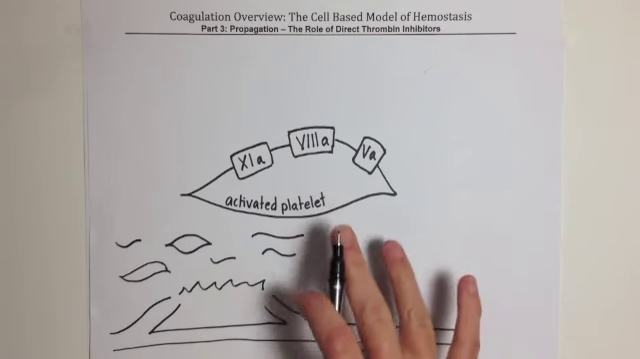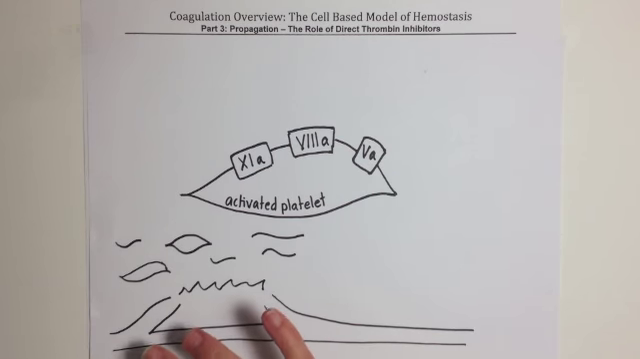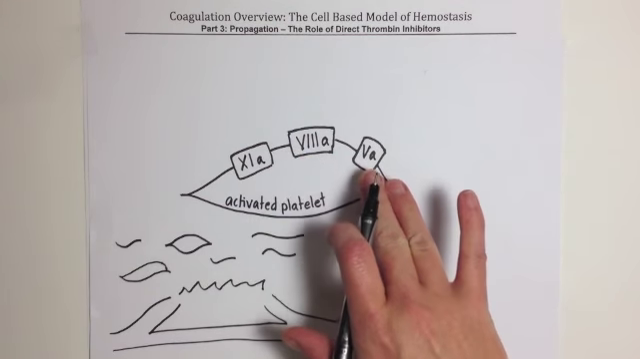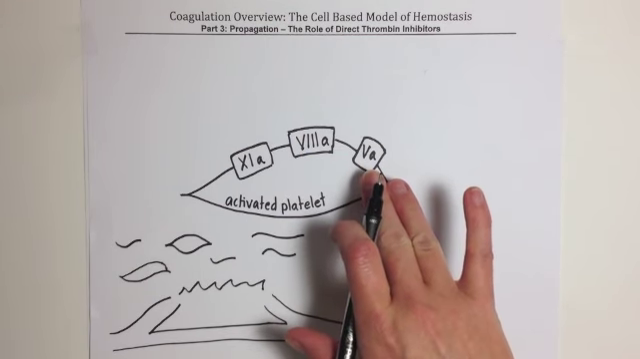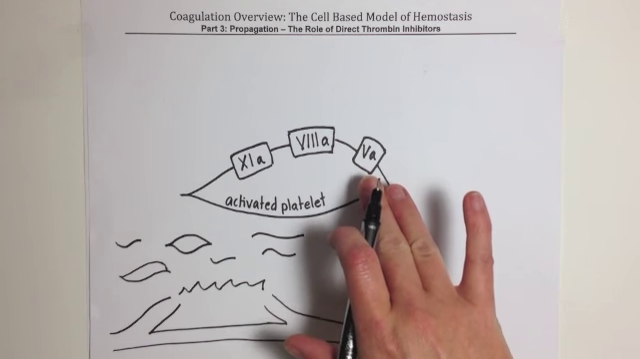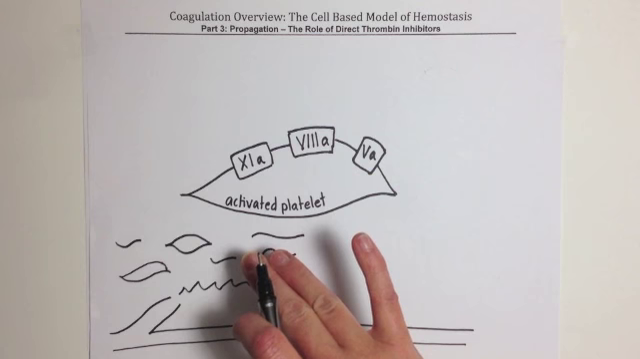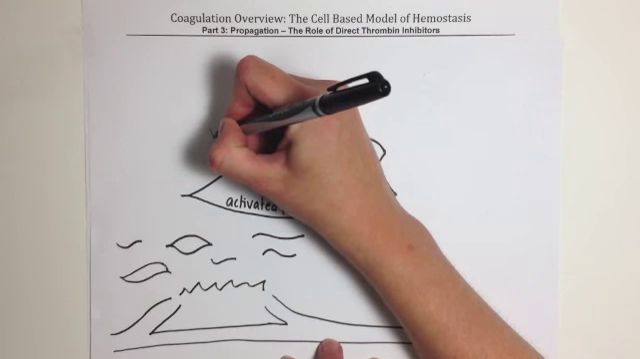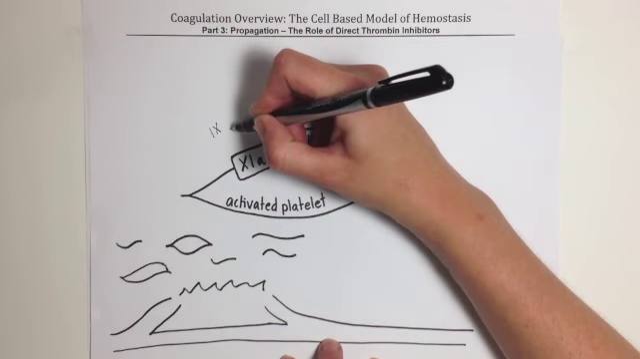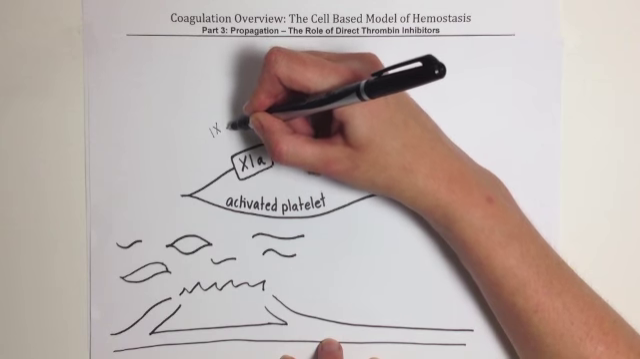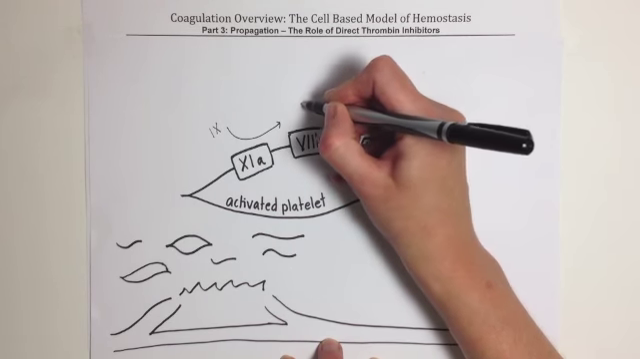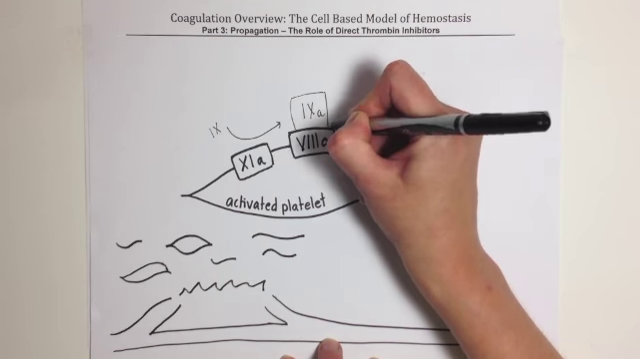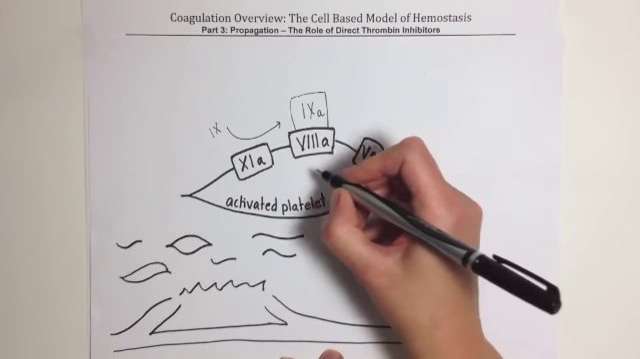The platelet has been activated, and factors 11A, 8A, and 5A are stabilized on the surface of the activated platelet. In propagation, factor 9A in the vascular milieu, or factor 9, is activated by factor 11. Factor 9A then forms the complex on the platelet surface known as tenase.